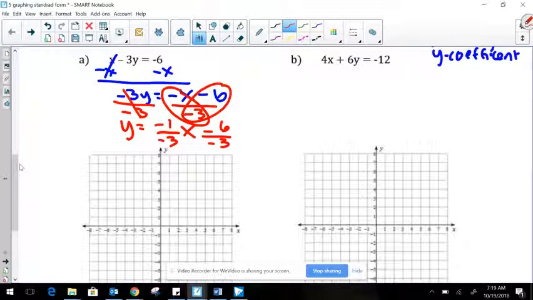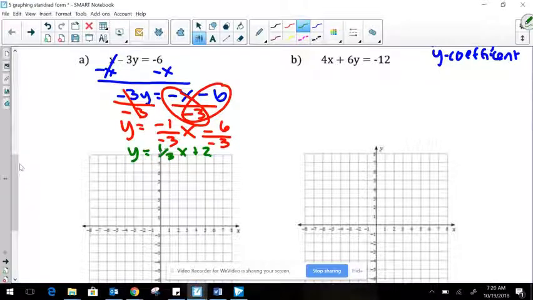Now I can simplify those fractions. If I have two negatives, they make a positive. So, running out of room here, I'll write it down below. y equals now a positive 1/3 x, and then negative 6 divided by negative 3 is a positive 2. Now I can graph this equation.